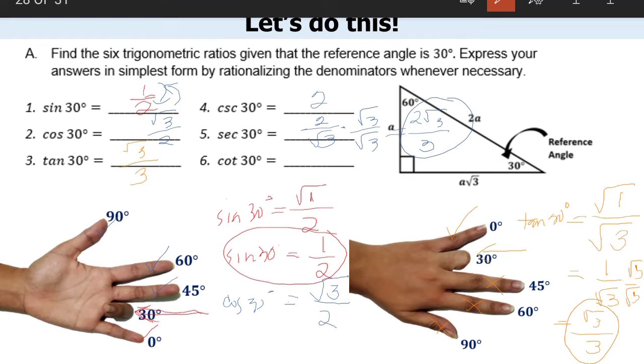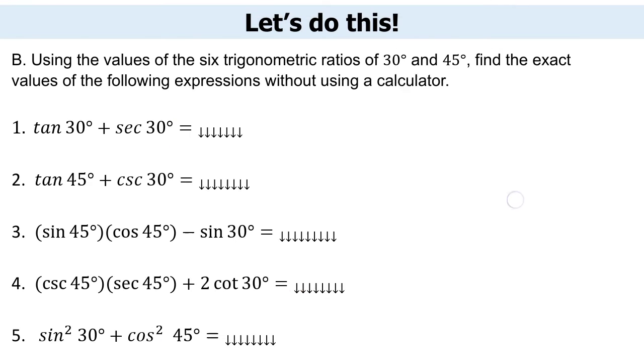And the reciprocal of square root of 3 over 3 is 3 over square root of 3. Again, if you will rationalize, you will multiply the numerator by square root of 3 and the denominator by square root of 3. So 3 times square root of 3 is 3 square root of 3 over square root of 3 times square root of 3 is 3. So cancel, cancel. So the value of cotangent 30 degrees is square root of 3. So did you get it, class? Okay, so proceed to B.